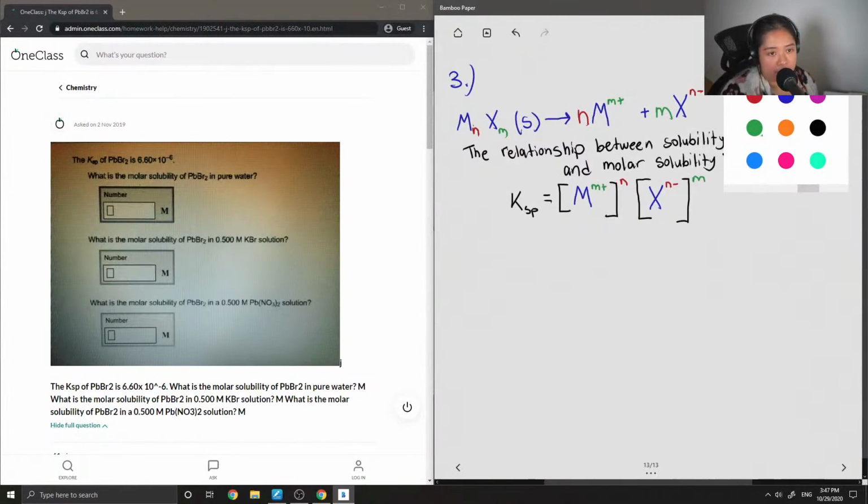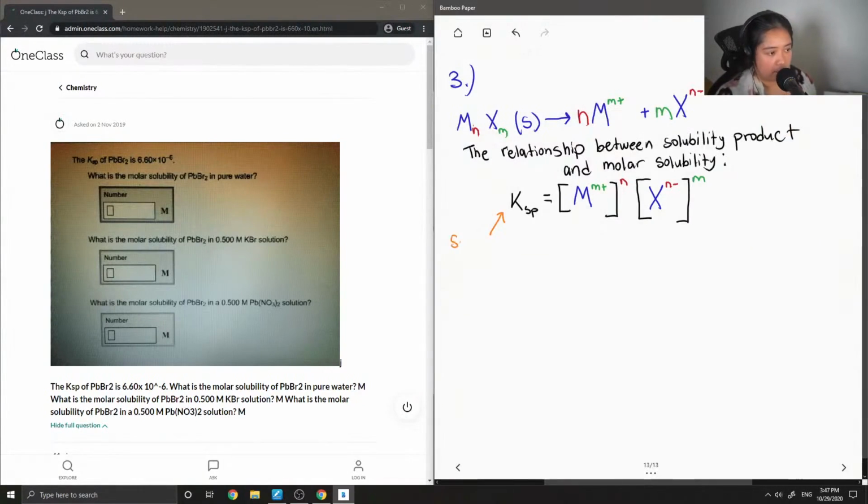Okay, so I'll also write out these different definitions. So Ksp is your solubility product. And in this case, this is the molar solubility of the M ion. And similarly, this is the molar solubility of the X ion.